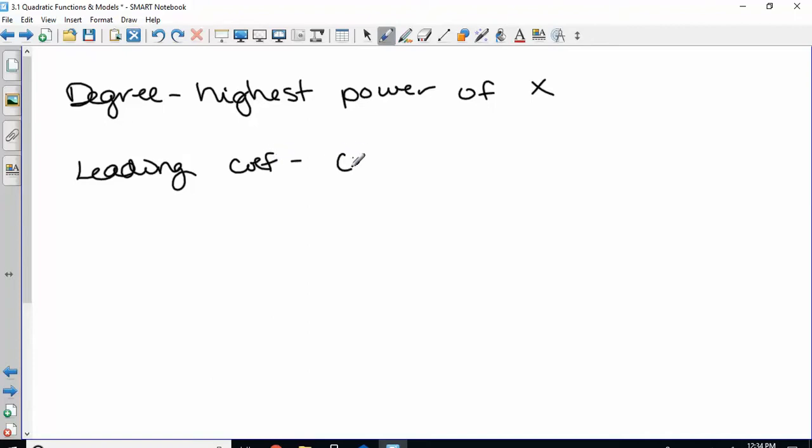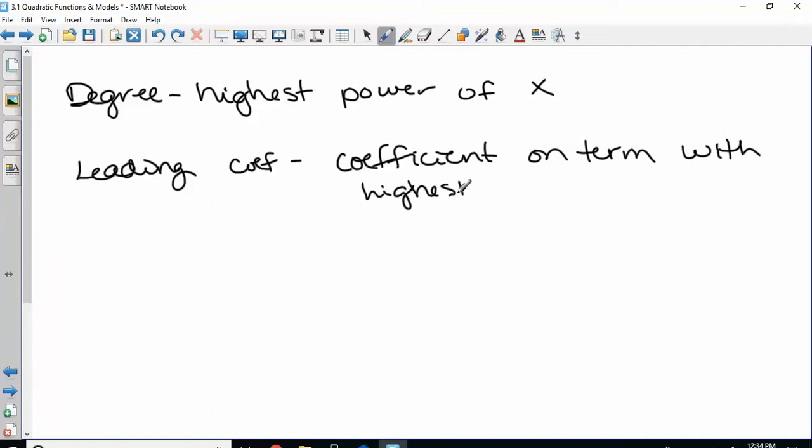So the leading coefficient is the coefficient on the term with the highest degree. So again, that might be your first term, but it might not. Your terms are separated by the addition and subtraction sign, so you're looking for where do I have my highest power of x, and the coefficient on that is my leading coefficient.